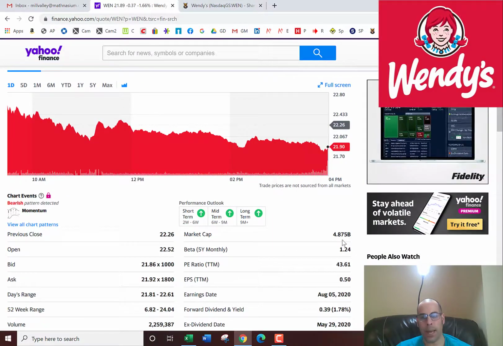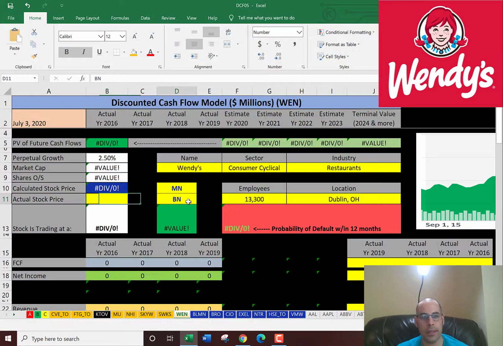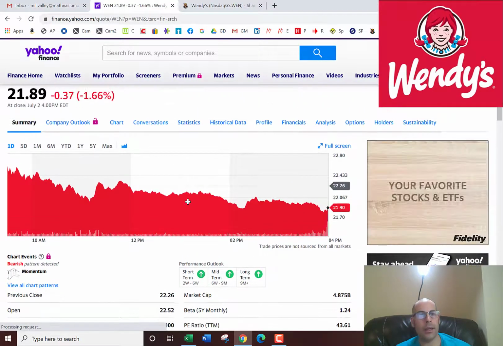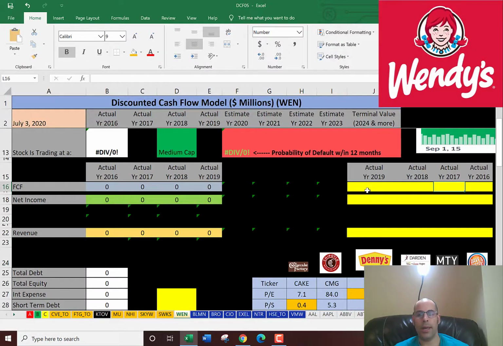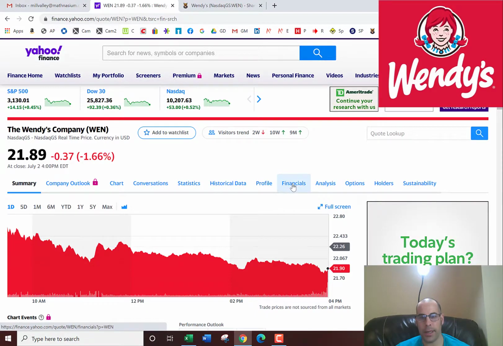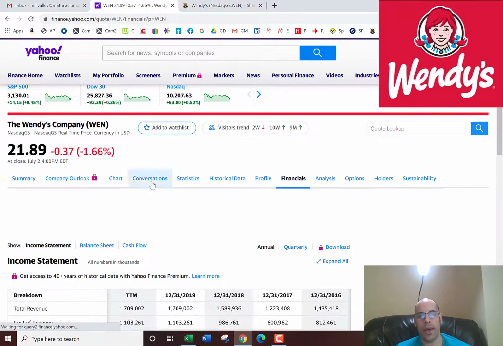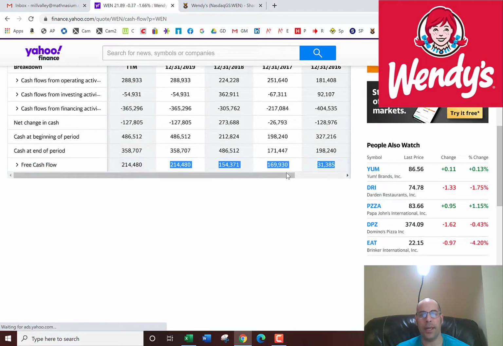Wendy's has a market cap of $4.88 billion, and they trade at $21.89. Now we need the free cash flows, and this is the cash that's left over after paying your expenses. And the way to value a company is you have to estimate their future free cash flows and then discount that number back to today's value.